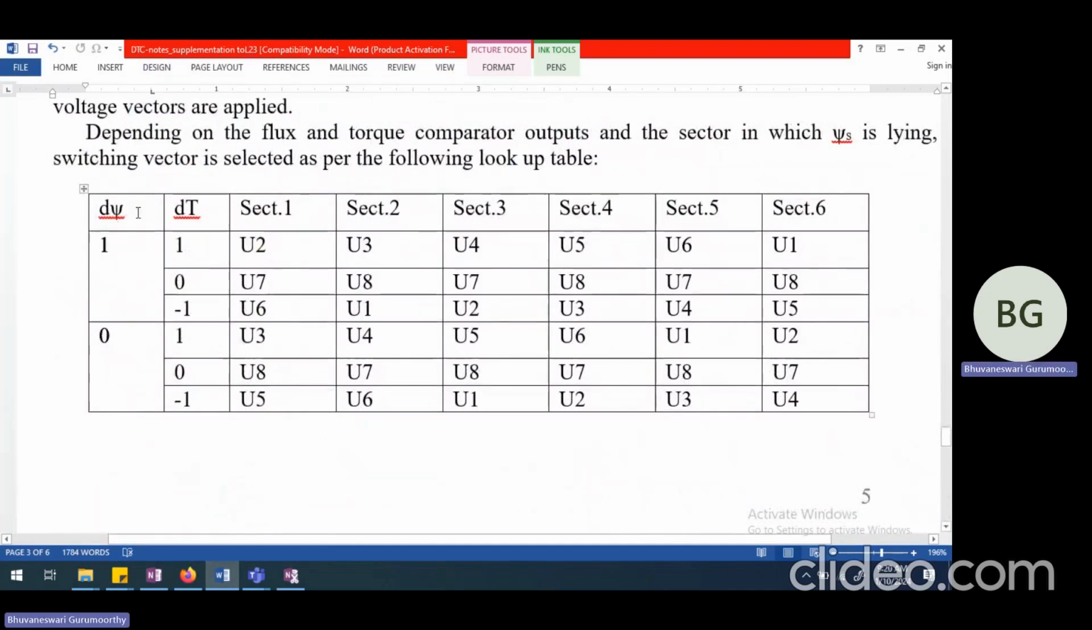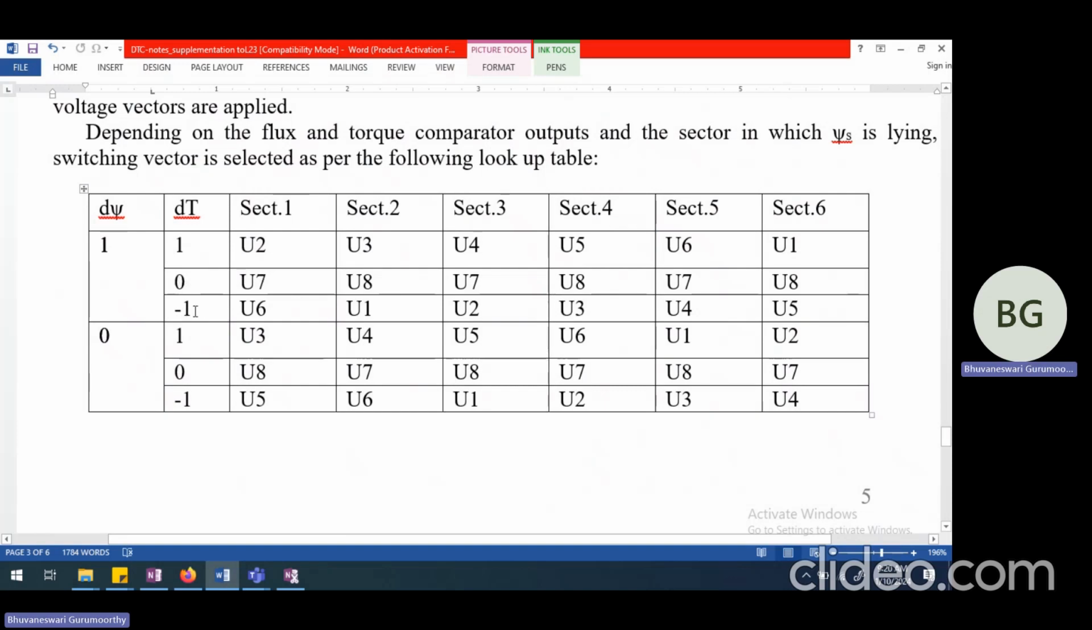If flux vector magnitude error is positive, then at that point, we have to examine what kind of error we have in the electromagnetic torque. And if the flux vector is already in sector 1, we would be able to nullify the flux error as well as torque error by applying V2. We would be able to nullify the flux error, but if the torque error is 0, we should be applying V7, which is actually 0 vector.